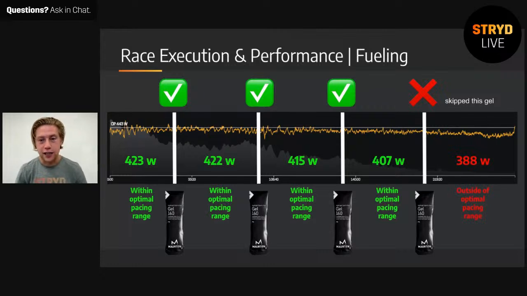And then at 2 hours, I felt I was pretty close to the finish line. I didn't feel like consuming another gel, and potentially this could have cost me. I did skip that final fourth gel at the 2 hour mark.